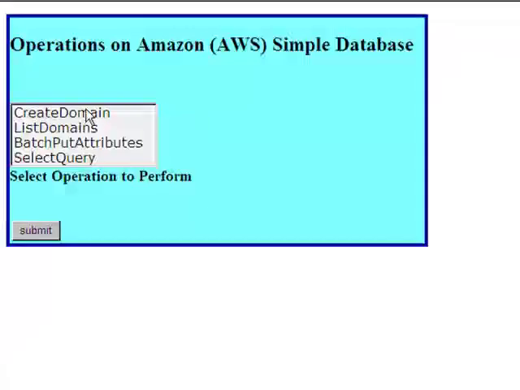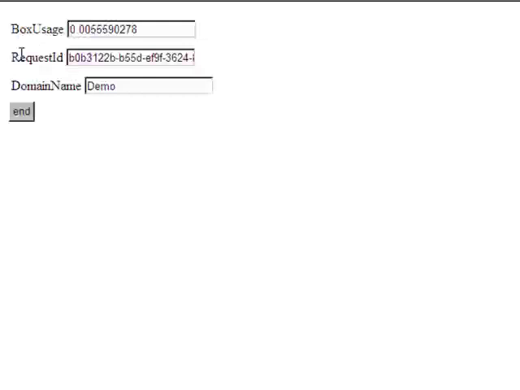We see the 4 operation choices: create domain, list domains, batch put attributes, and select. We first want to create a new domain or database. So we enter a name, demo in this case. SimpleDB returns some metadata, including the CPU usage for the call.